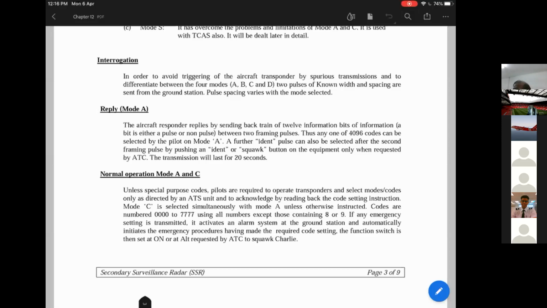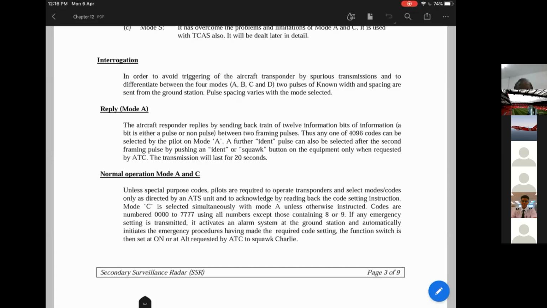Normally A and C are the modes which are used together. A is for identification, C is basically for height, pressure altitude. Normally ATC will tell you, okay, press code so-and-so, so-and-so. The numbering of the code starts from 0000 to 7777. The first code will be 0000, and the last code will be 7777 in mode A and C.